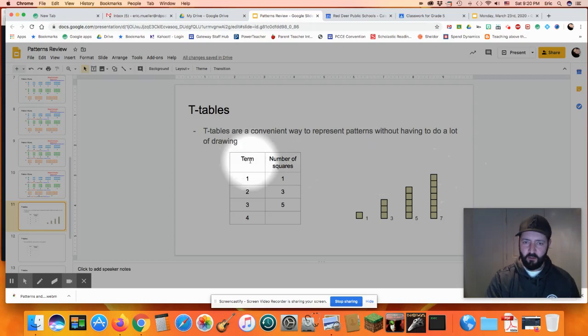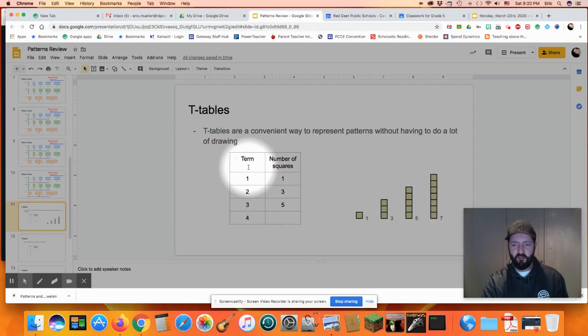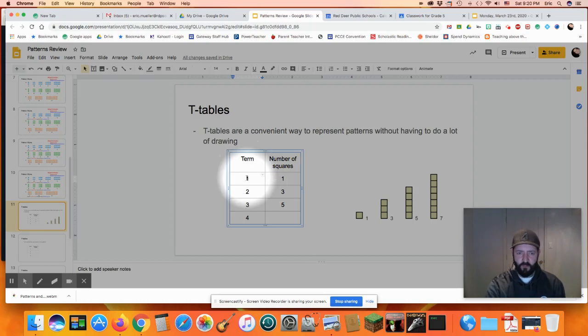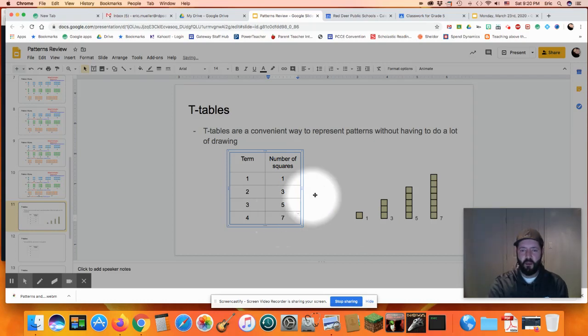But a t-table comes in handy because sometimes patterns are really hard to draw, or maybe they're too big to draw, or the shapes are too complex. So the t-table is really your friend in helping you to summarize the important information of a pattern into a nice, easy to read table here. So you can see here, term 1 has 1 square. Term 2 has 3 squares. Term 3 has 5, and term 4 has 7. And voila, we are done our t-table.